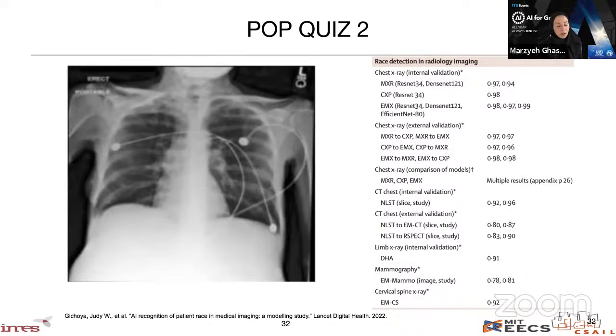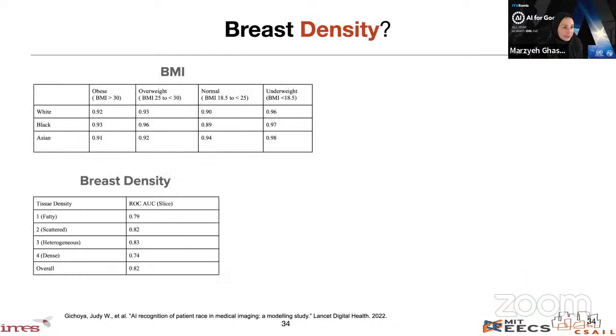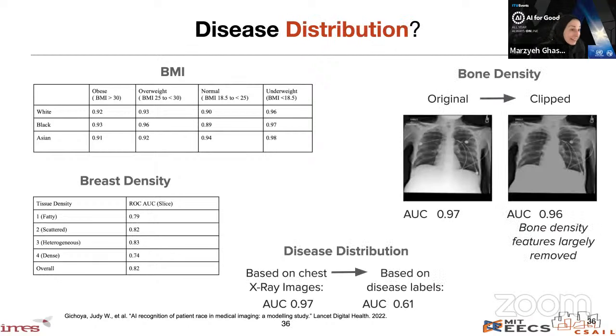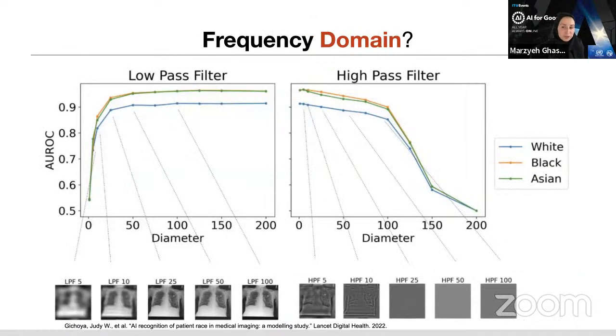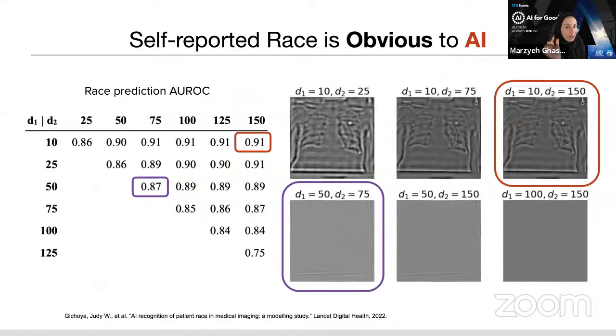And whereas before I went through and showed you some of the proxies, the spurious correlations that the model was using to actually figure out somebody's race, things like comorbidities or how you're talking about somebody's family. Here, it's not body mass index, it's not breast density, it's not bone density, and it's not disease distribution. It's none of those things. It's not the lower or higher part of the frequency spectrum specifically. In fact, even when you bandpass filter these images so that they don't really look like chest x-rays that much anymore, the model can still tell with very, very high accuracy what you self-report your race to be.